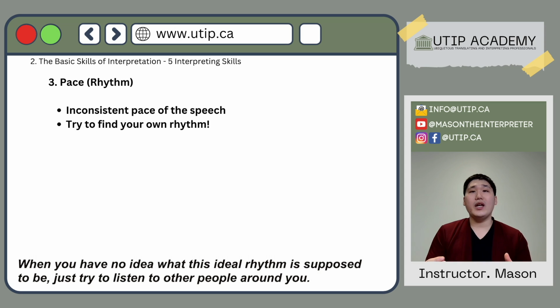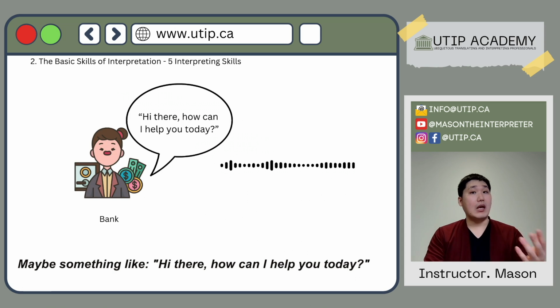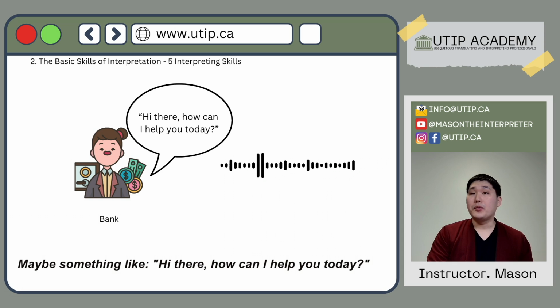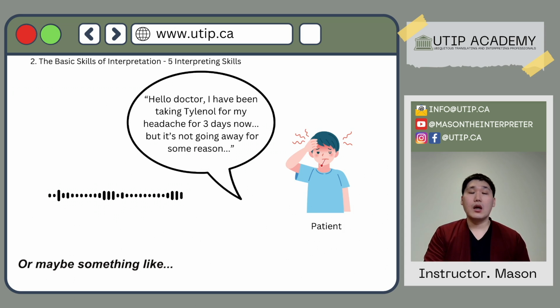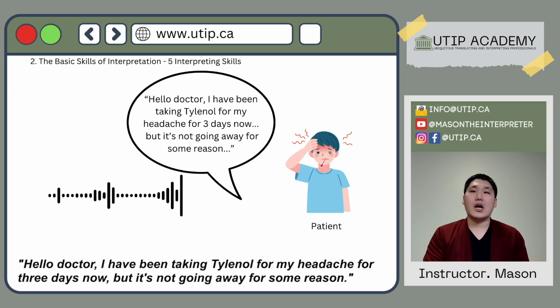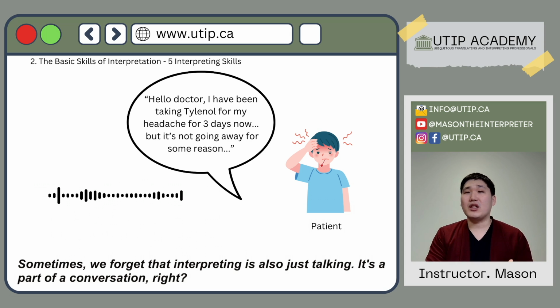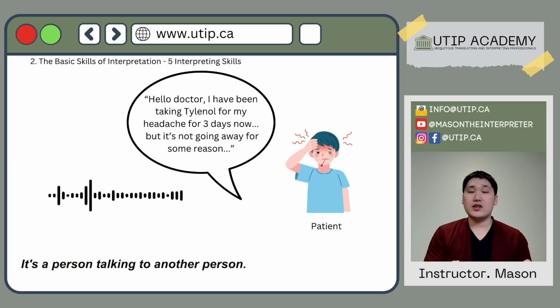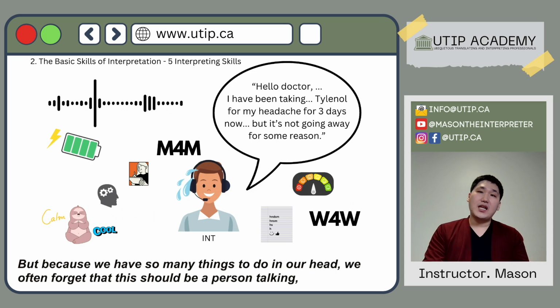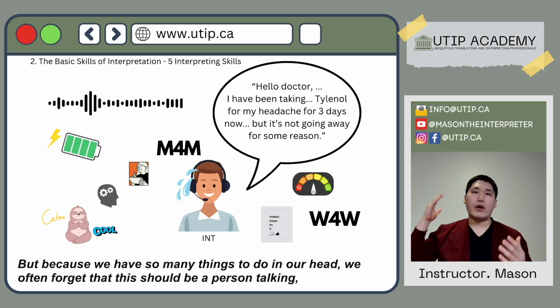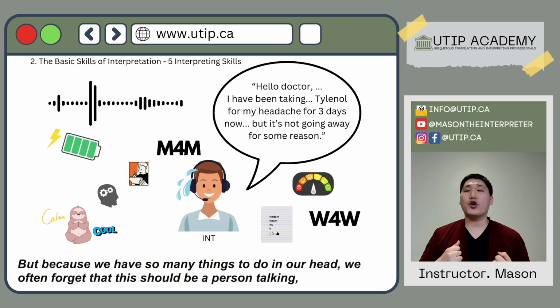When you have no idea what this ideal rhythm is supposed to be, just try to listen to other people around you. Maybe something like, "Hi there, how can I help you today?" Or maybe something like, "Hello doctor, I've been taking Tylenol for my headache for 3 days now, but it's not going away for some reason." Sometimes we forget that interpreting is also just talking. It's a part of conversation, right? It's a person talking to another person. But because we have so many things to do in our head, we often forget that this should be a person talking.